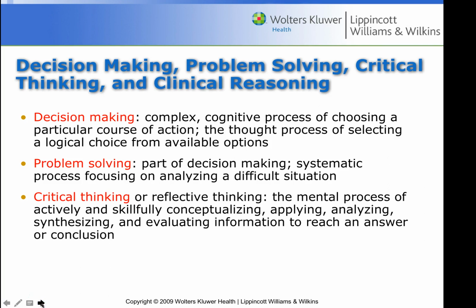When we think about decision making, I want you to think about decision making in these perspectives. Decision making is a complex cognitive process. You're trying to choose a particular course of action, and the thought process of selecting is a logical one, choosing from available options. Problem solving is defined as part of a decision-making systematic process focusing on analyzing a different situation, and then critical thinking, or reflective thinking, is the mental process of actively and skillfully conceptualizing, analyzing, answering, synthesizing, and evaluating information to reach an answer or a conclusion.